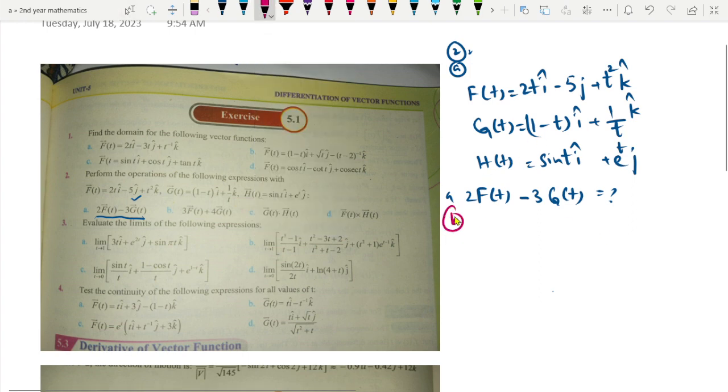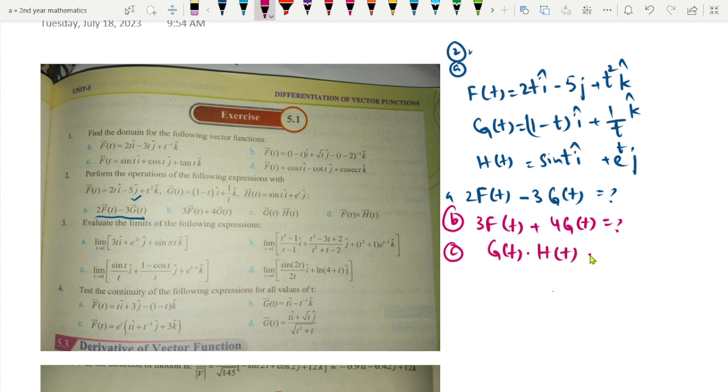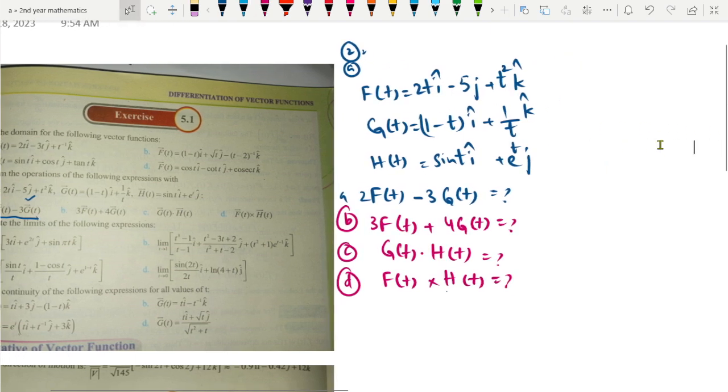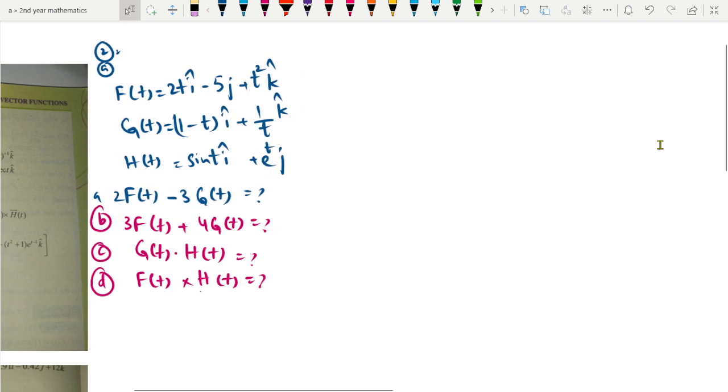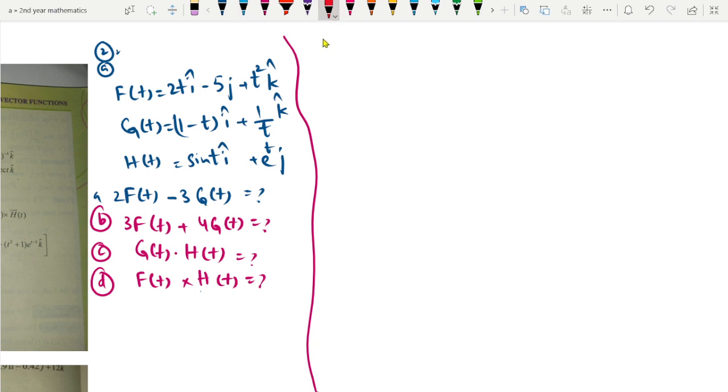And the second part is 3f of t plus 4g of t is equal to unknown, and the third part is g of t dot h of t is unknown, and the fourth part is f of t into h of t is equal to unknown. So we will solve all these parts. So the first part of this question is 2f of t minus 3g of t.